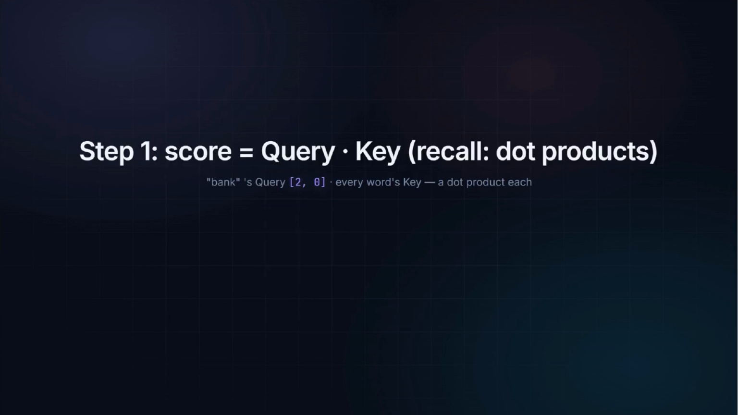Step 1, scoring. We take bank's query vector, let's say 2, 0, and dot it with every word's key. Straight out of the vectors video, the dot product measures how aligned 2 vectors are.